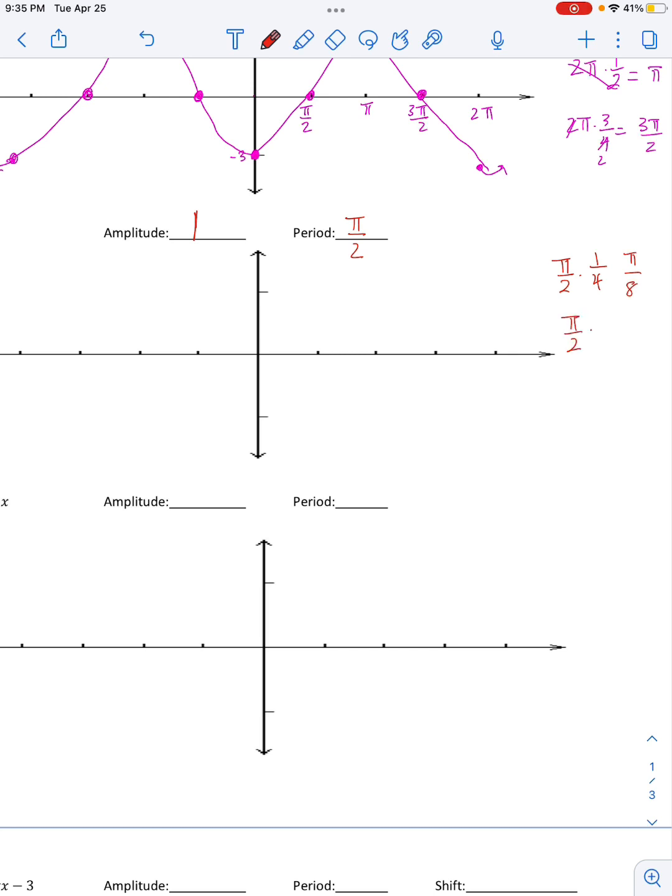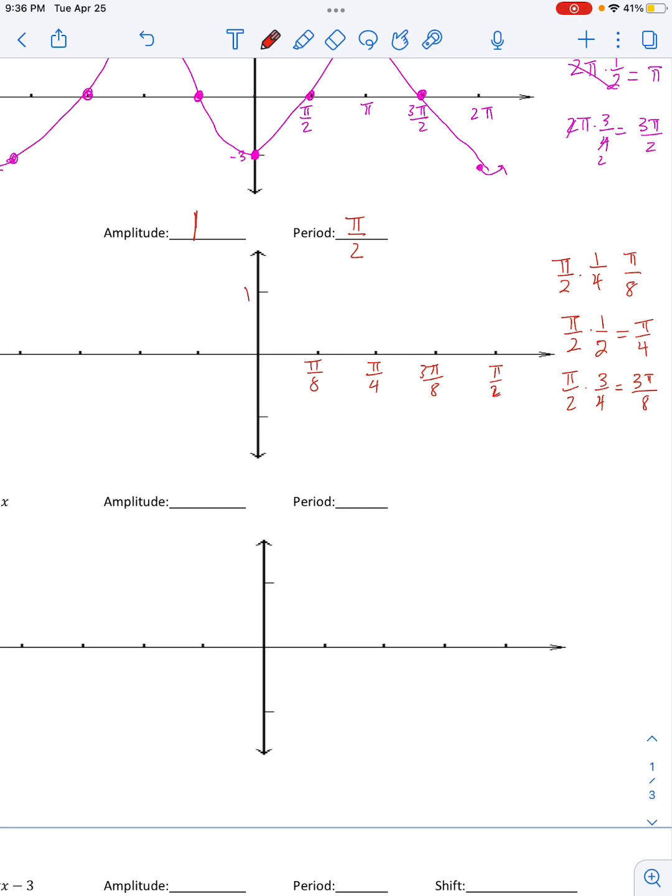We're then going to multiply it by 1/2, so it's going to be pi over 4. And then we're going to multiply it by 3 over 4. So that is going to be 3 pi over 8. So we have pi over 8, pi over 4, 3 pi over 8, and pi over 2.